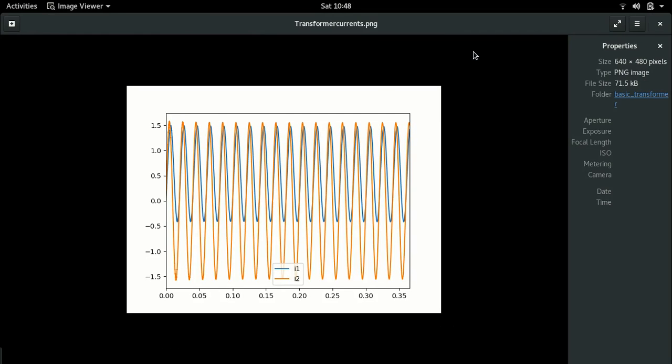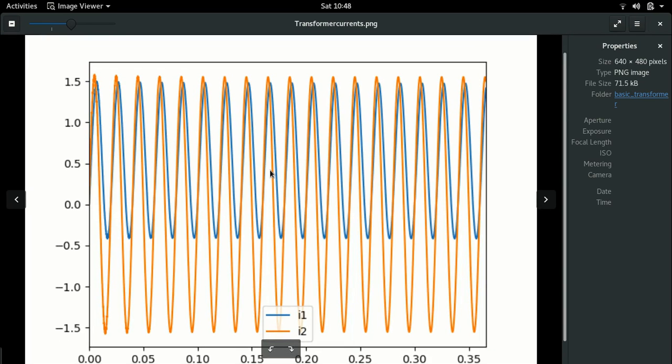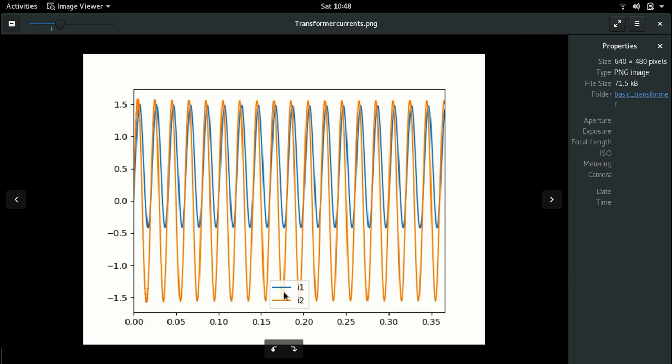So a fairly interesting result, right? Now let's see what's happening here. First and foremost, you will see that, okay, this is the key. The orange line is the larger one, and the blue line is the smaller one. Now, as before, the blue line is the primary current, the orange line is the secondary current.